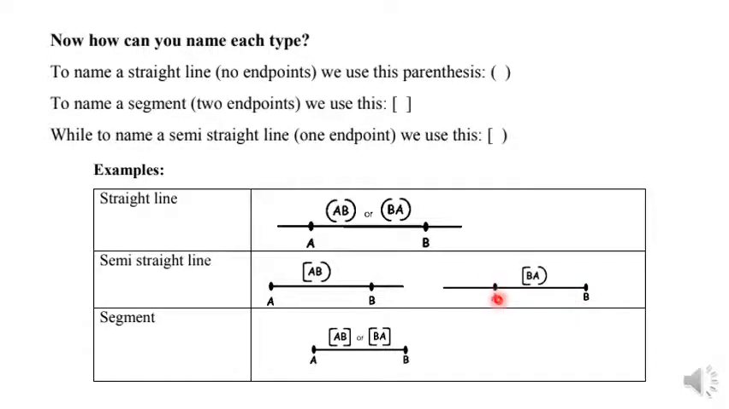Now, how to name a segment? A segment has 2 endpoints or 2 extremities. Okay? We name it AB with brackets like this, or BA, the same, but you have to put brackets.